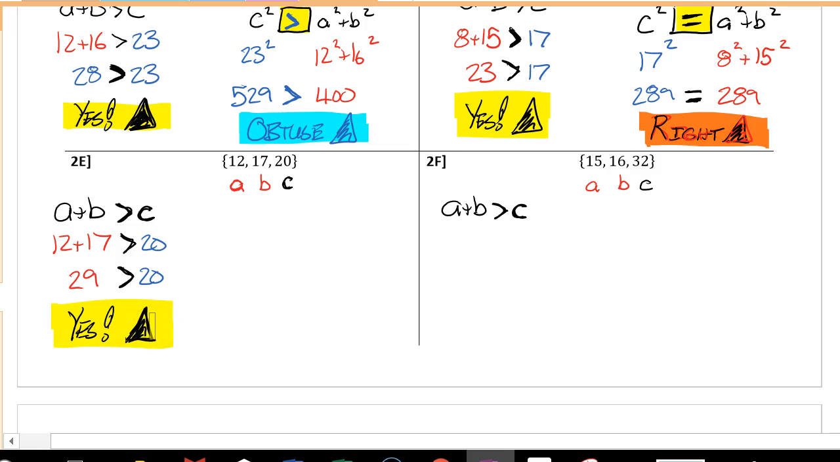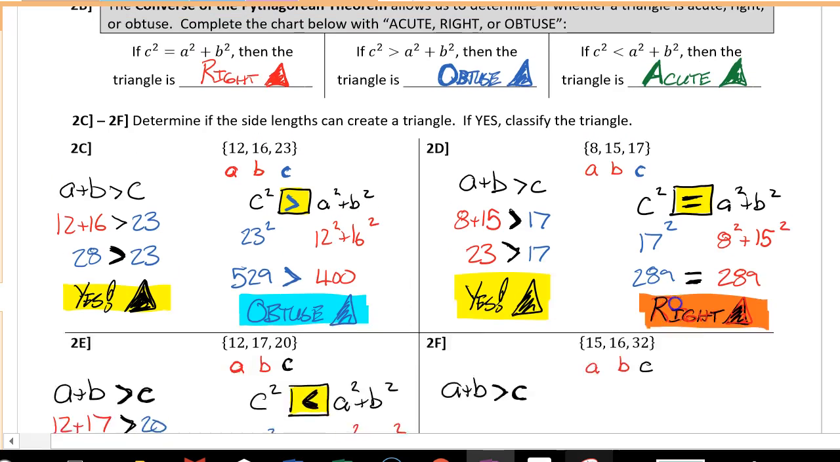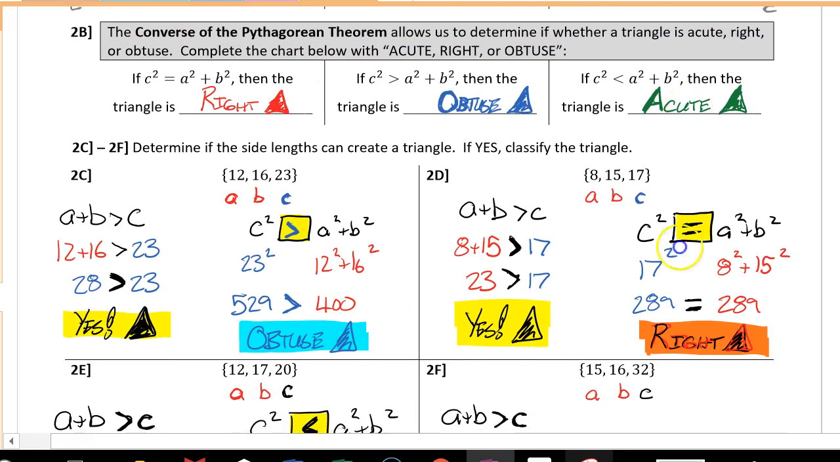Now we will go ahead and classify it. We need to see how the c squared value relates to a squared plus b squared, or 20 squared related to 12 squared plus 17 squared. 400 and 433. 400 is less than 433, meaning that our c squared value is less than a squared plus b squared, meaning that we have an acute triangle.